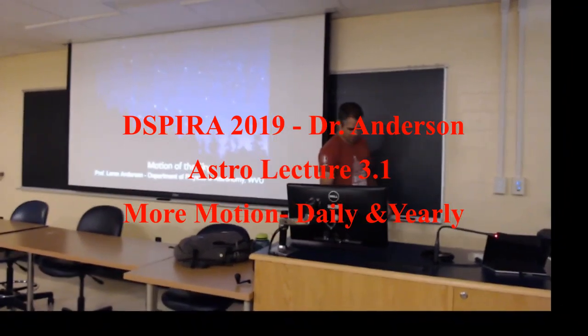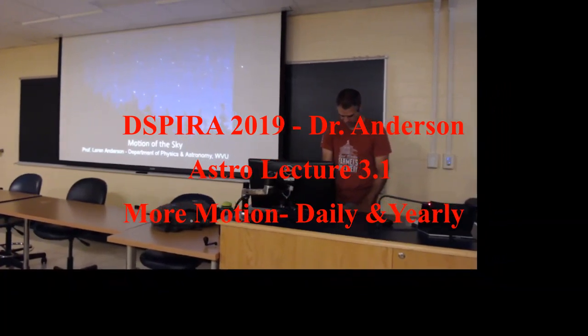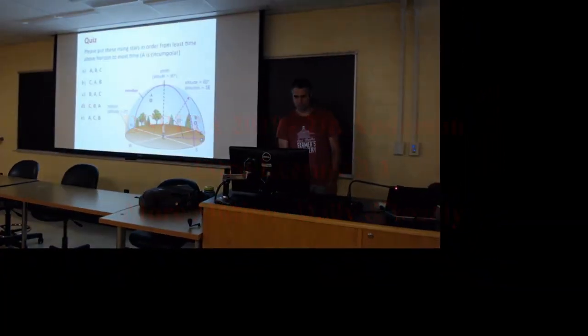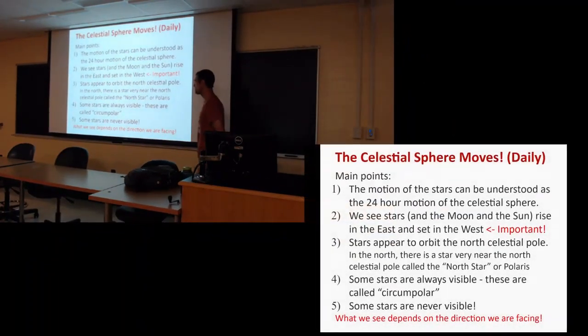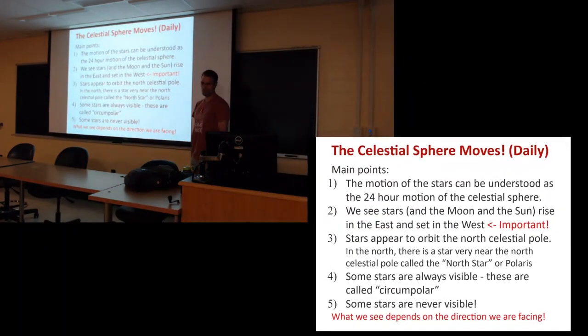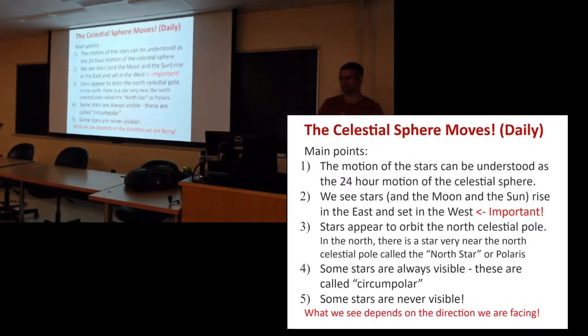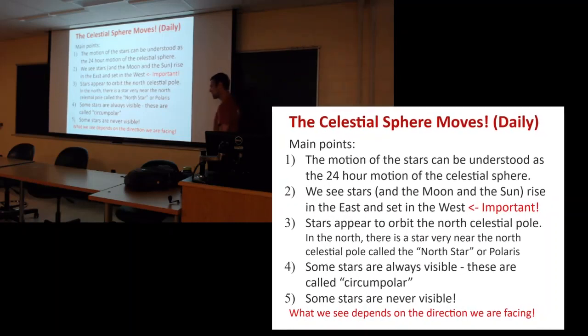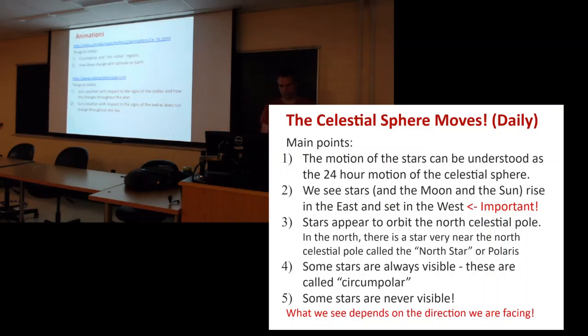Yesterday we talked about motion of the sky. There are two motions that we talked about. The first one is, of course, the daily motion, and the point of yesterday's lecture was to relate the location on the celestial sphere to actual observable quantities, such as where the object's going to rise and set, how much time it's going to spend above the horizon. So that's kind of the daily motion, that 24-hour motion.